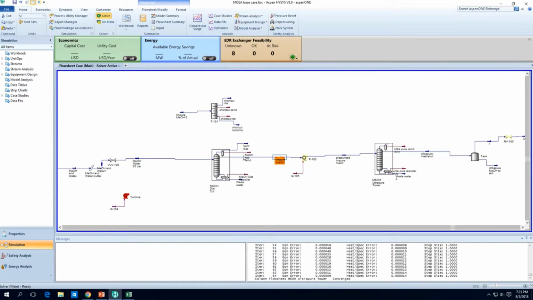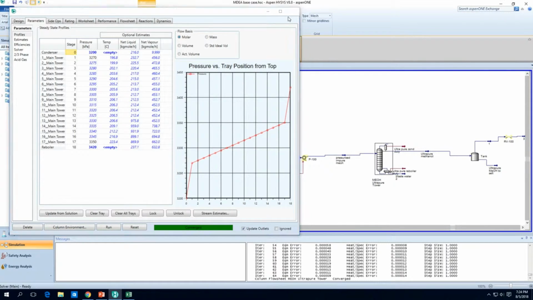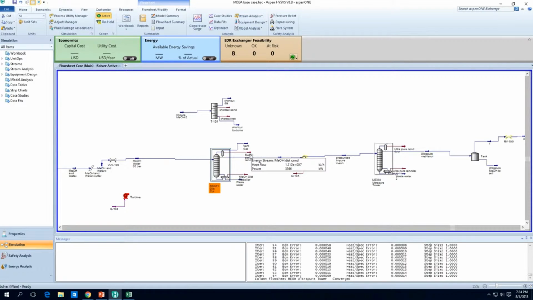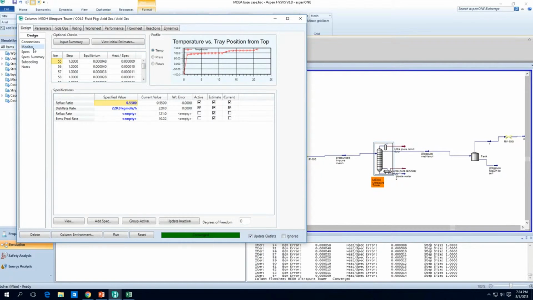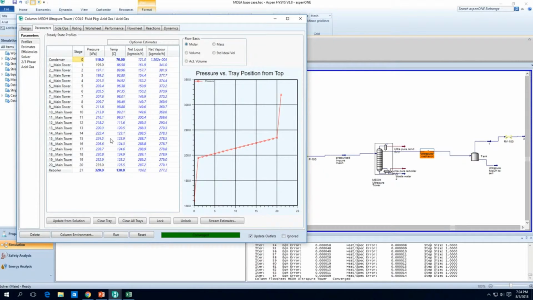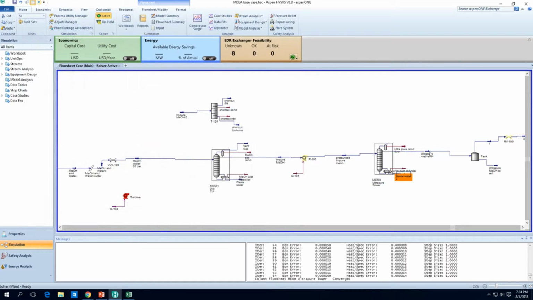Basically, if you notice, the duty here is coming out at about 170 degrees C, and the temperature of the reboiler here, let's say, it should be about 140. It's about 135. Okay, and the condenser, okay.